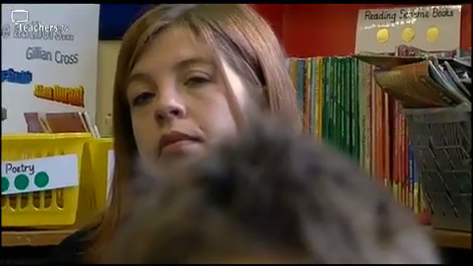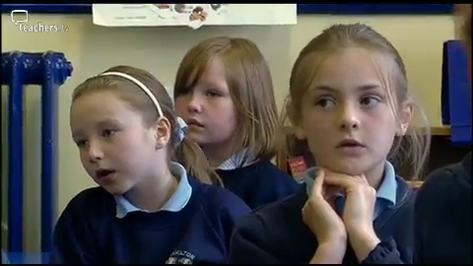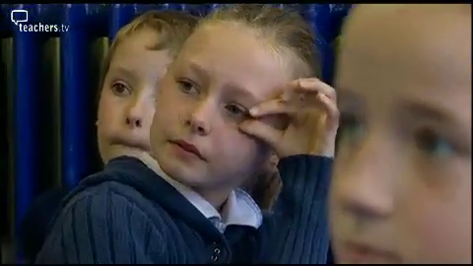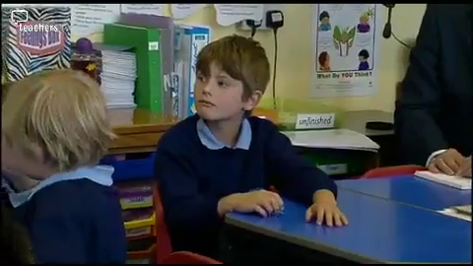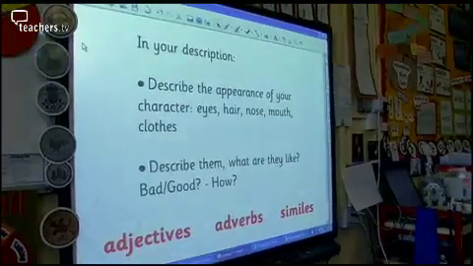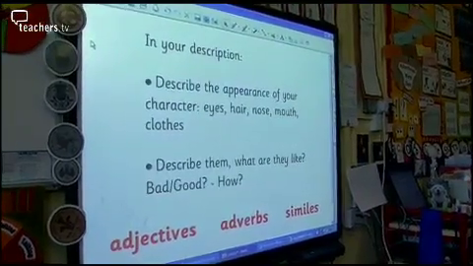And then you're going to move on and describe what they're like. Are they a good character, a goodie, or are they a bad character, a baddie? And I want you to think about how they're bad and how they're good. Obviously, we need to keep going with those adjectives and adverbs and similes in there as well, if we can.